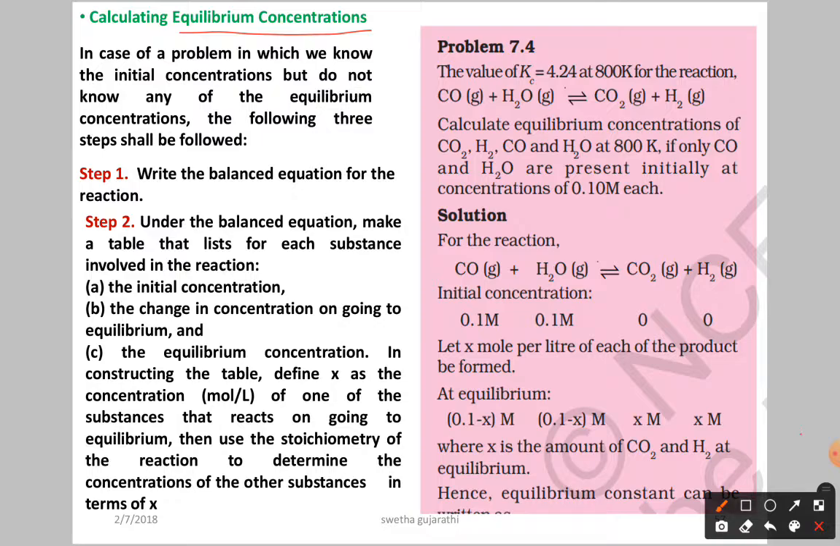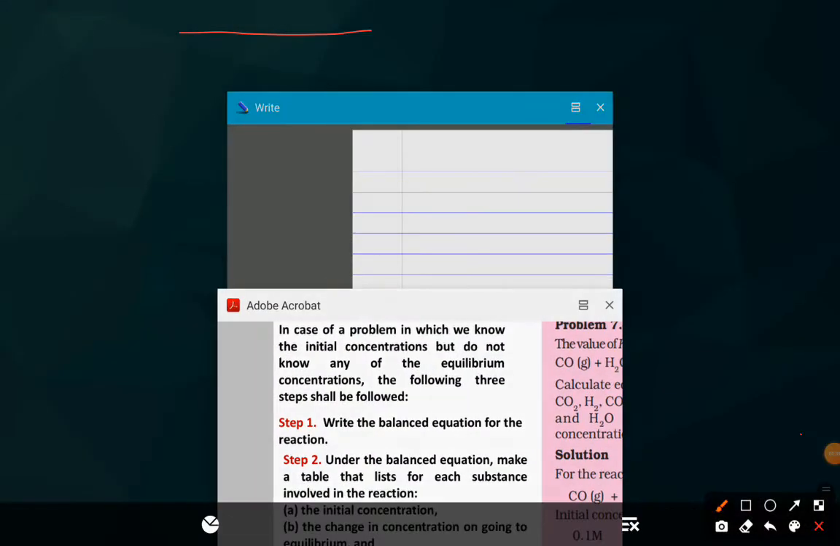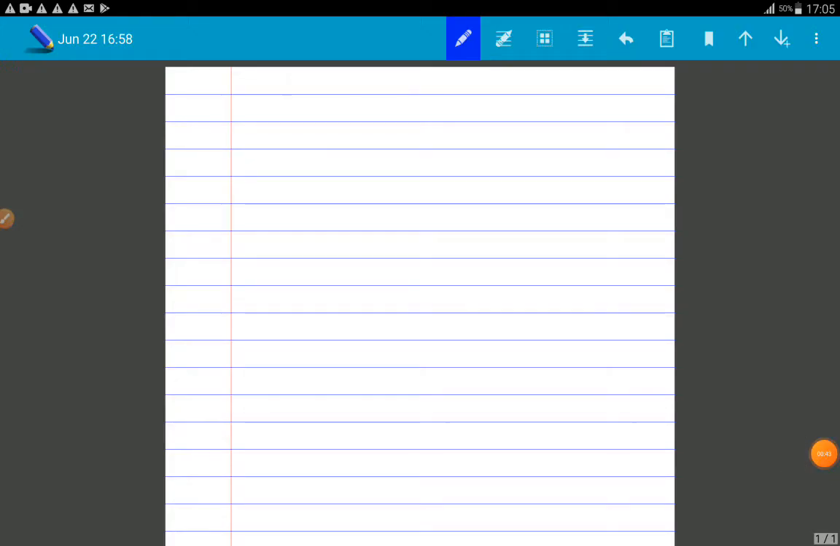So what does equilibrium concentration mean? I hope you understand. If you don't know, let us discuss again what equilibrium concentration is. Let us see, we have a reaction, A plus B gives rise to C plus D. This is one example.